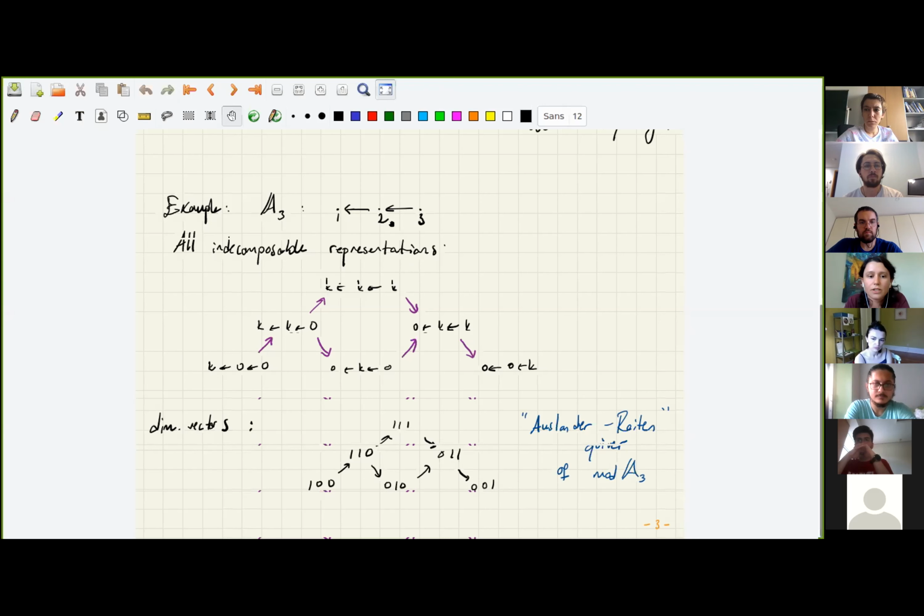And sometimes we like to use dimension vectors of these representations. Basically, what we encode is the dimension of the vector space at every vertex. So for instance, this is 1, 0, 0, this is 1, 1, 0, 1, 1, 1, and so on. So this is just the representation given by dimension vectors. The module category over path algebras is really well understood, and the study uses Auslander-Reiten theory.